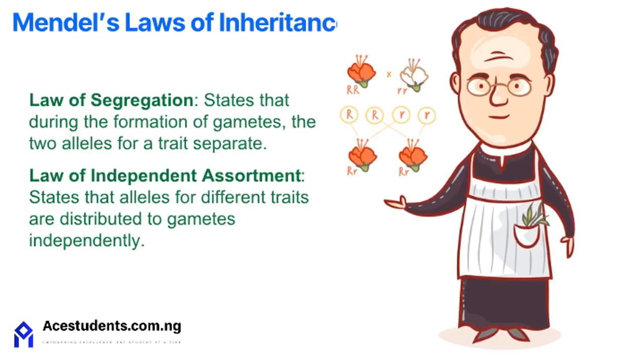Mendel formulated two key laws of inheritance from his experiments, the law of segregation and the law of independent assortment. These laws describe how alleles for traits are passed down through generations.